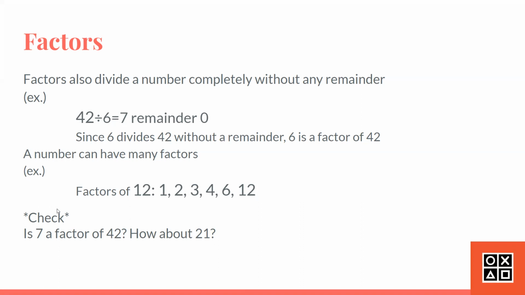And check. So is 7 a factor of 42? If we divide 42 by 7, we get a result of 6 without any remainder, which means that 7 is a factor of 42. So then is 7 a factor of 21? If you divide 21 by 7, it equals 3 without any remainder. Therefore, 7 is a factor of 21.